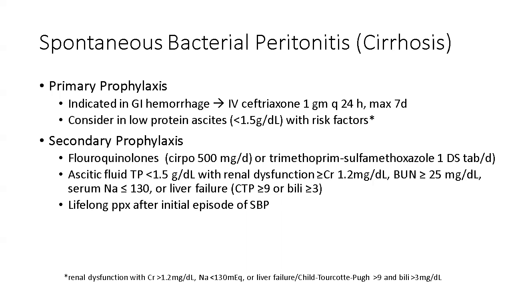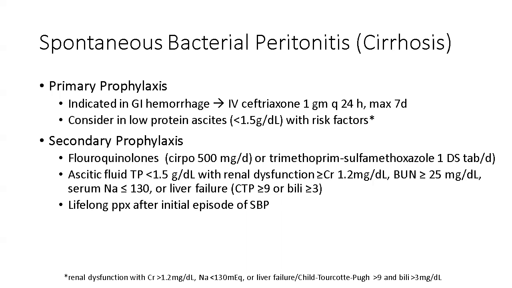And then you can also consider primary prophylaxis in patients when you do their protein count, when you do their paracentesis. If their total protein is less than 1.5, you can consider primary prophylaxis for those patients too. I don't see us doing that all the time here at UAB, but that is in the guidance from the AASLD.